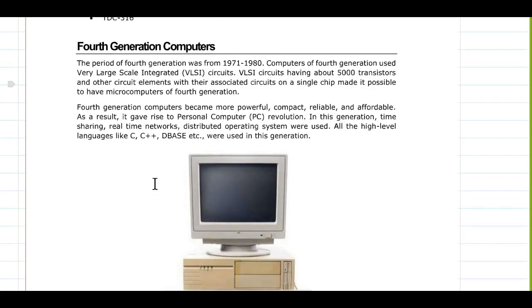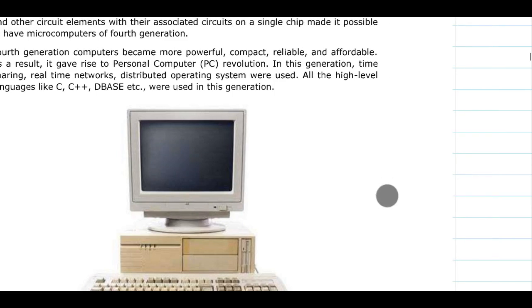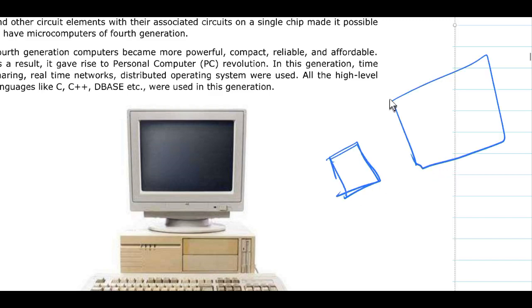Now we are drawing closer to where we are. Fourth generation computers. The period of the fourth generation was from 1971 to 1980. Computers of the fourth generation used very large scale integration circuits, and VLSI circuits have about 5,000 transistors and other circuit elements with their associated circuitry on a single chip. So as I mentioned, one chip just that size. If it goes bigger, it goes that size. And you're saying that you can have 5,000 transistors stored here.